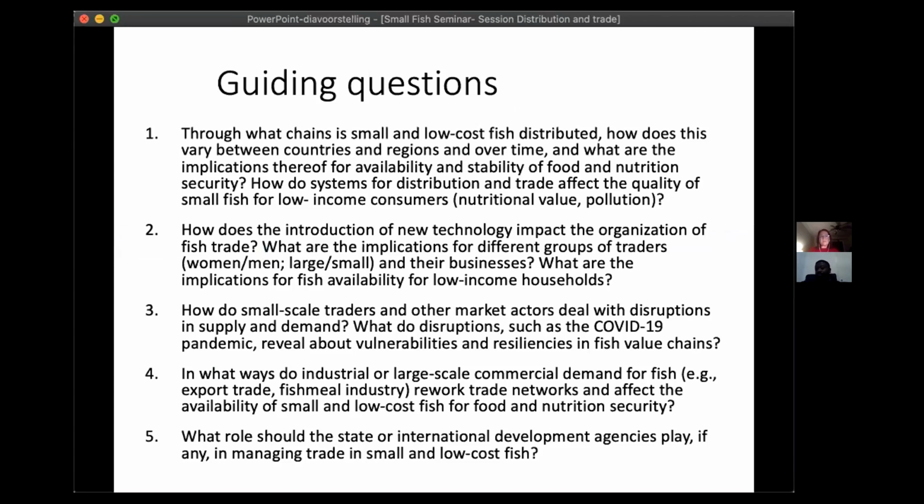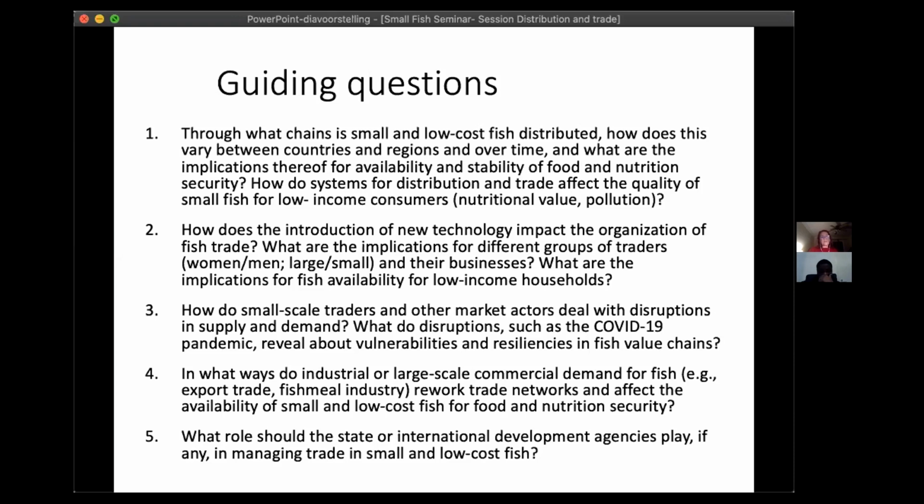How do systems for distribution and trade affect the quality of small fish for low-income consumers? Secondly, how does the introduction of new technology impact the organization of fish trade? What are the implications for different groups of traders and their businesses? What are the implications for fish availability for low-income households?